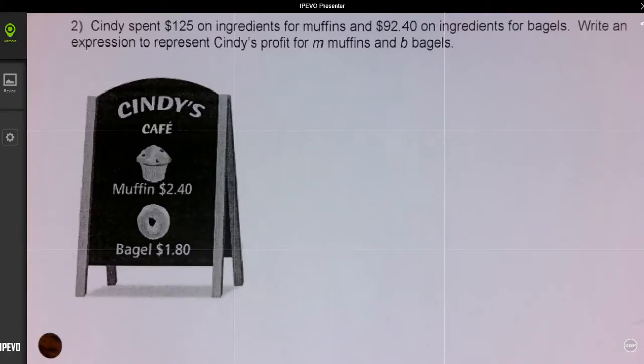In our second example, we're told that Cindy spent $125 on ingredients for muffins and $92.40 on ingredients for bagels. Write an expression to represent Cindy's profit for M muffins and B bagels. So the way that she's going to make a profit is by selling her muffins and bagels. And you take the amount that she earns from selling those things, and you have to subtract off the amount that she spent on the ingredients to figure out what the profits are going to be.